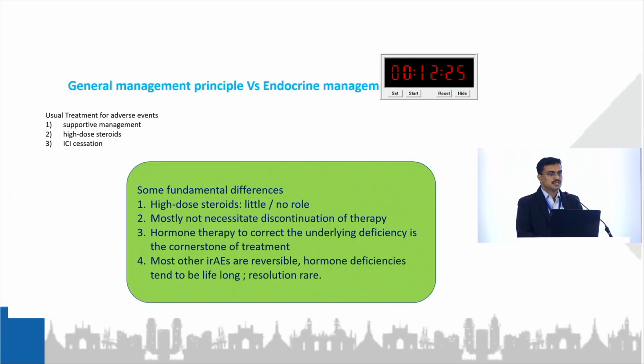So there is a set pattern of general principles of how to manage these side effects of immune checkpoint inhibitors. But in case of endocrine organs or endocrine adverse events, there is a bit of a change in the line of management. The usual treatment line that is mentioned is supportive management, high-dose steroids, and the cessation of the therapy for some time if the side effect is significant enough. But in case of endocrine side effects, the high-dose steroids have little or no role, except for the case of hypophysitis, where you can use it for some time.